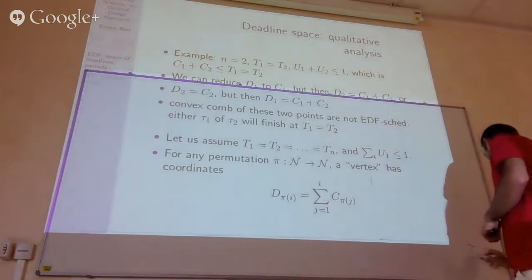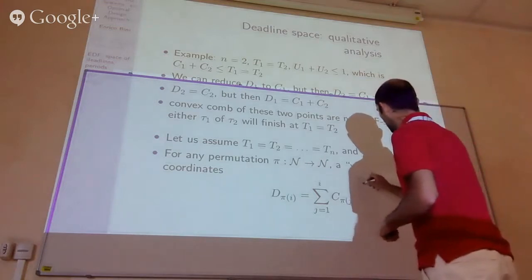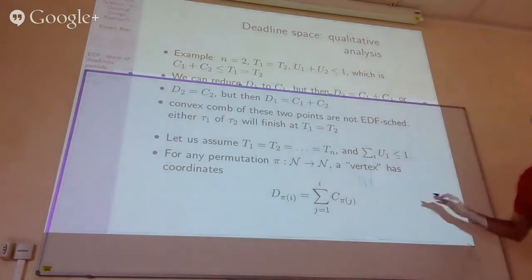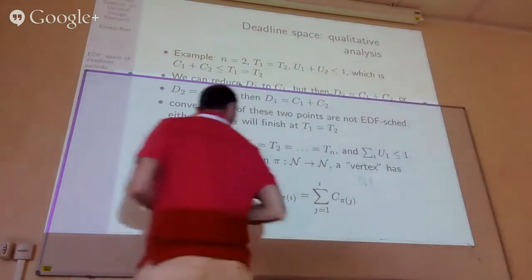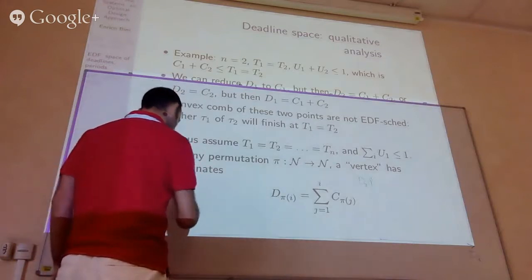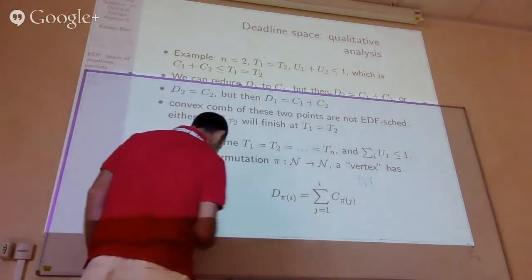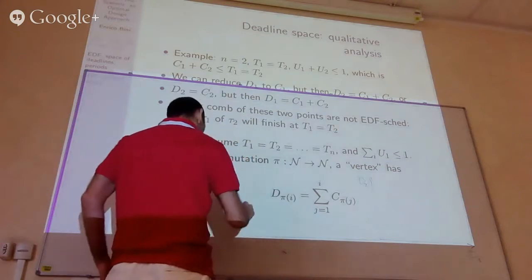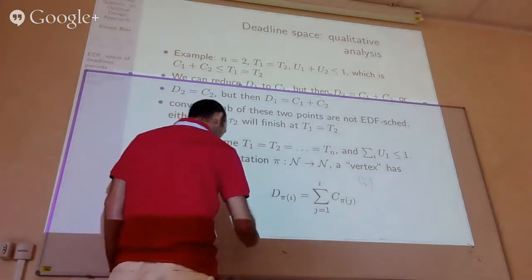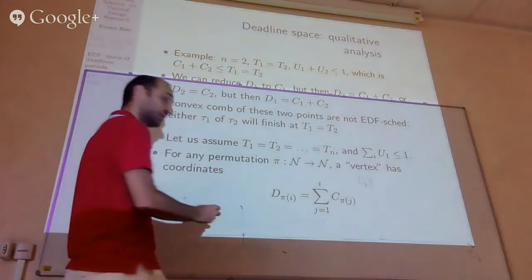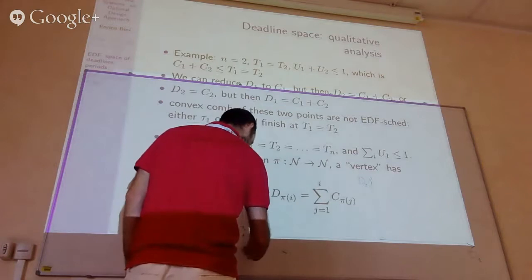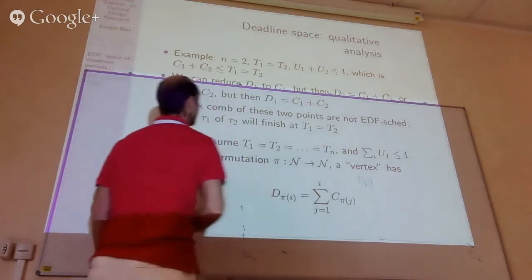So we have D1, D2. Can you see, or is there some reflection? Okay, two tasks, let's say that we have equal periods, a super special case. Periods equal to each other, so that they are activated here at the same time. So the worst case is when they are both activated at the same time. So we have P1, P2, which is equal to P1.